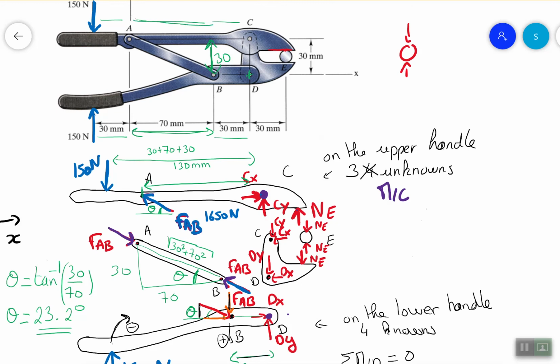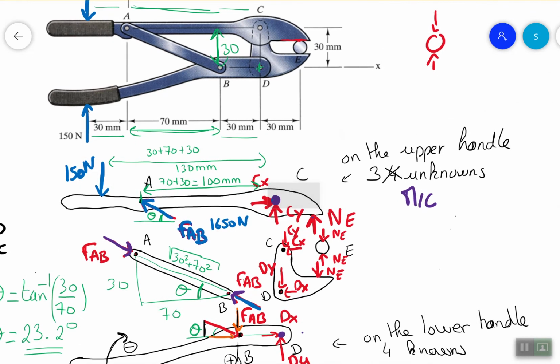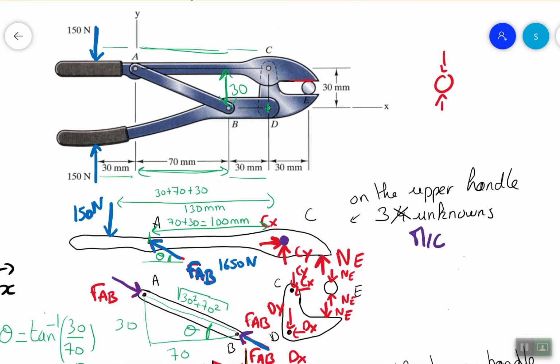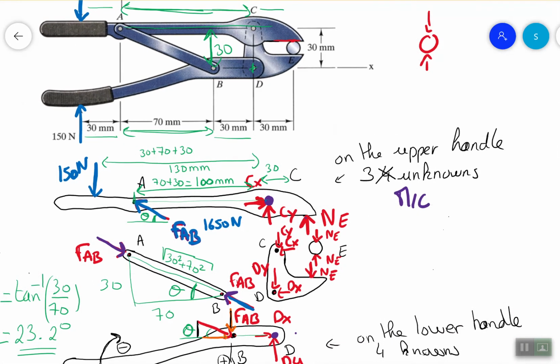We need the dimension between A and C. Between A and C, that's 70 plus 30, so it's 100 millimeters. Then we need the dimension between C and NE, which is 30 millimeters. The point A and the point C are horizontal, on a line, so there's no gap between the vertical position at the point C and the point A.